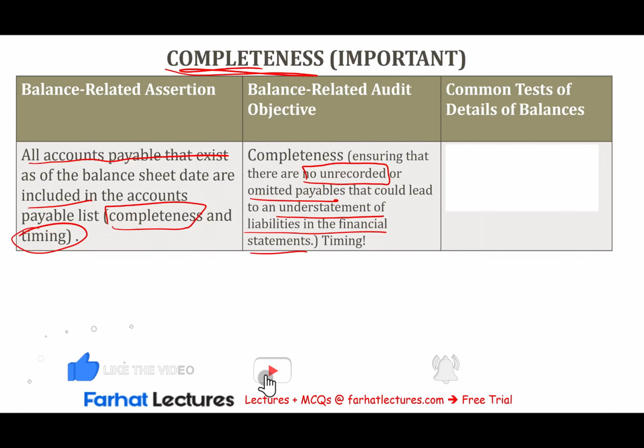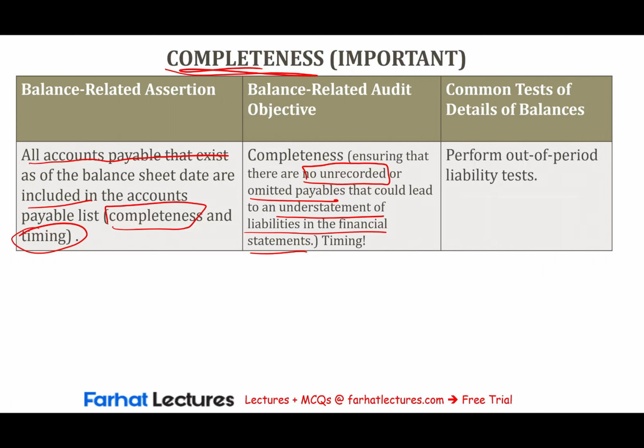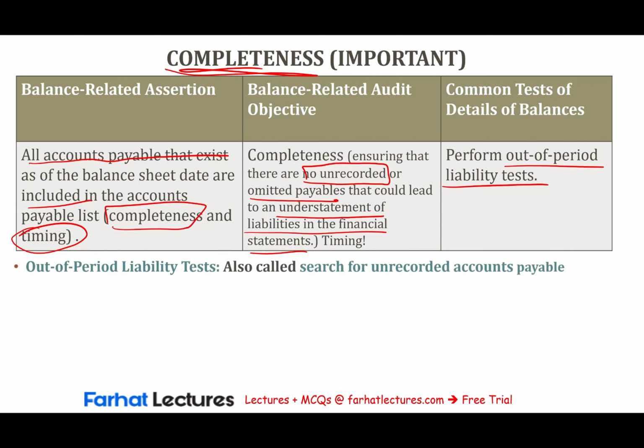So you're hiding it for a later time. You don't want to show it now, you want to show it later. That deals with timing. But also the main objective here for the balance is completeness. Are you reporting all your liabilities? It means if you're not reporting now, you report it later. There's a timing issue, but that's an issue we'll deal with separately. So completeness. What we do here is we perform an out of period liability test. That's one of the things that we do. So what is the out of period liability test? Or sometimes it's called search for unrecorded accounts payable. So what we do is this.